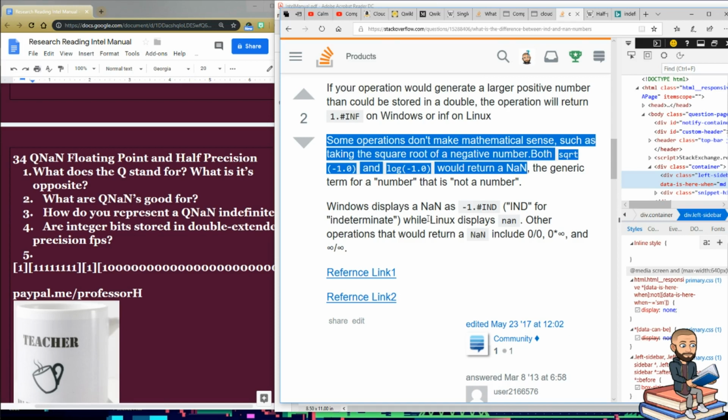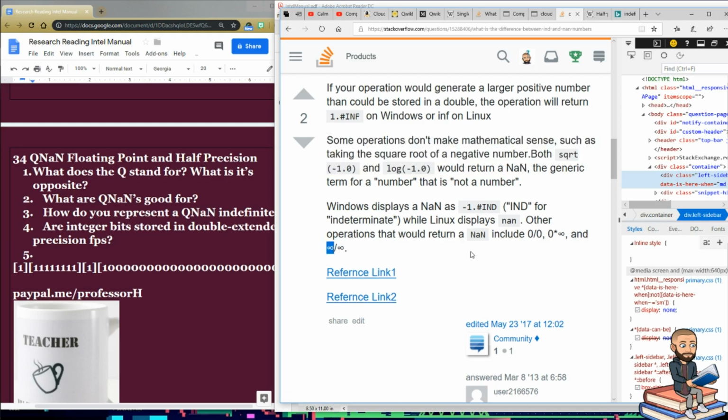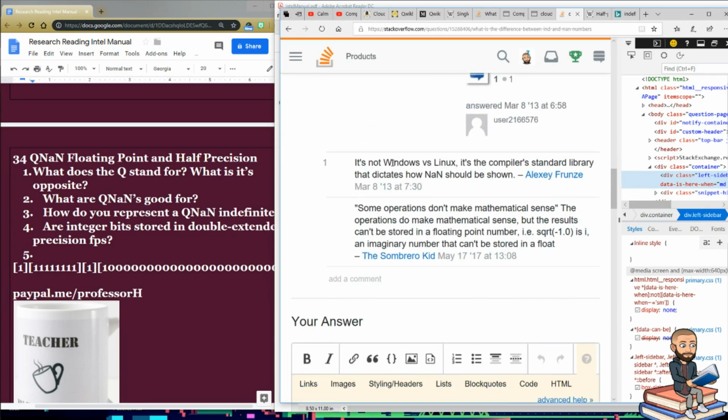They say Windows displays a NaN as -1 indeterminate or indefinite, while Linux displays just NaN. Now, other operations that would return a NaN include 0 divided by 0, 0 times infinity, and infinity divided by infinity. I wonder what the Unicode for that infinity sign is. Well, in the comments, a person does say it's not a Windows versus Linux thing. It's a compiler standard library that dictates how NaN should be shown. So I thought that was really insightful. And then the sombrero kid here says that some operations don't make mathematical sense is an incorrect sentence. They do, but the results just can't be stored in a floating point number.